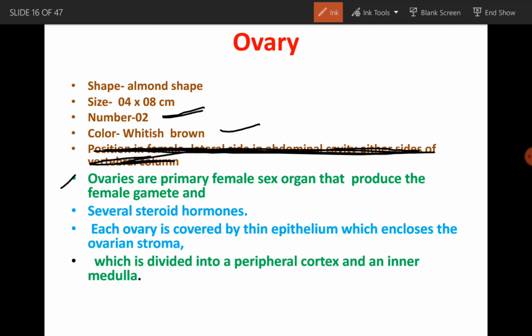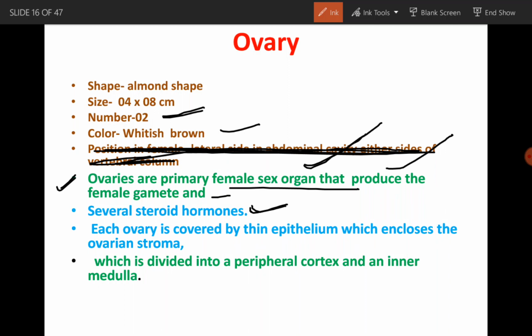Don't think about this position. The ovaries are the primary female sex organ that produces the female gametes. You already studied this in class 10th. Primary female sex organ means these are the chief reproductive organ of the female reproductive system, responsible for production of ovum, or oogenesis, which is the formation of the ovum or female gamete.